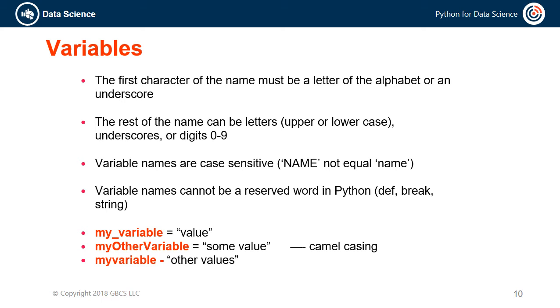Camel casing is a good rule of thumb to follow when naming variables. The second example is an example of camel casing. The first letter is not capitalized, but all the other words that follow it are. This helps with the readability of your code.